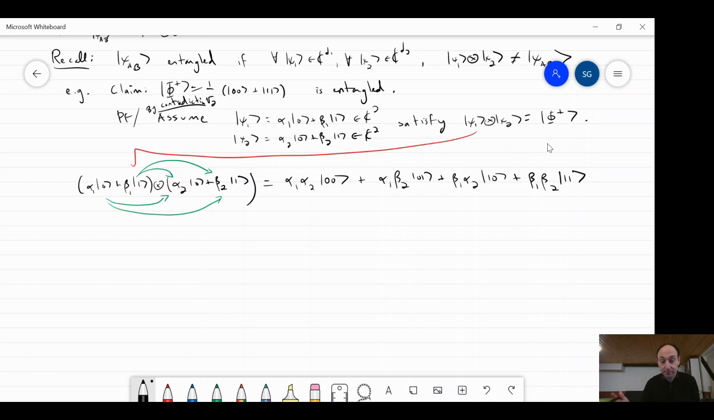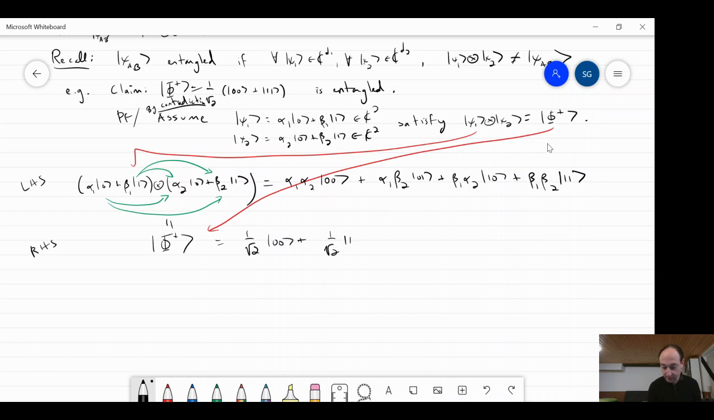The right-hand side is supposed to equal what? This is supposed to equal this thing. So this is the left-hand side, this is the right-hand side. This is supposed to just equal 0, 0, plus 1 over 2, 1, 1. That's the claim. Now, these 4 are a basis. This is the standard basis for C4. You see this thing over here? This is the standard basis for C4.